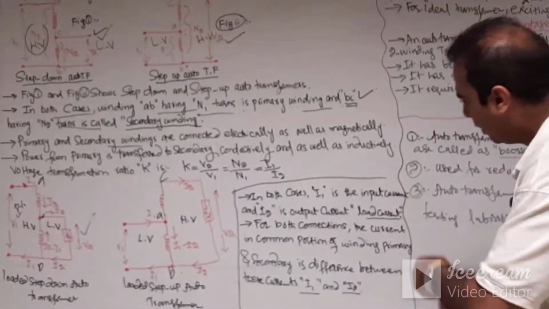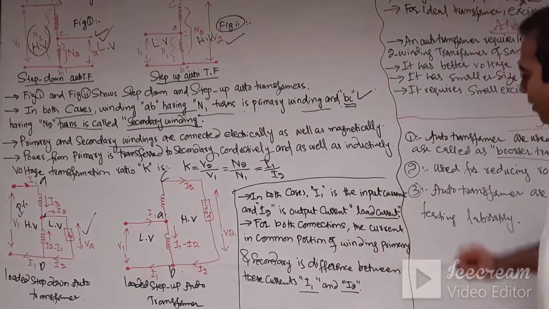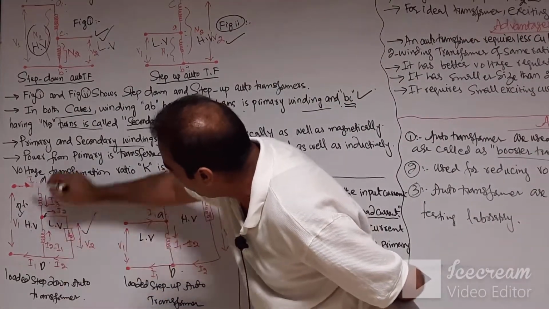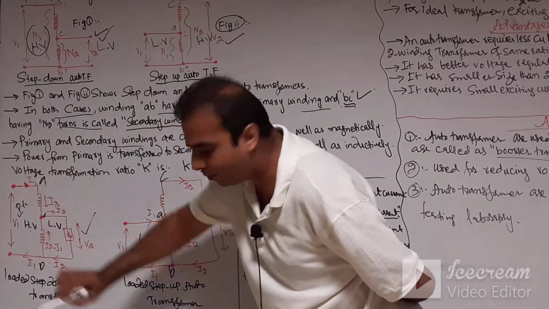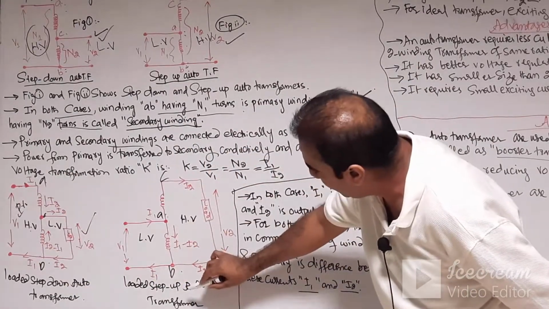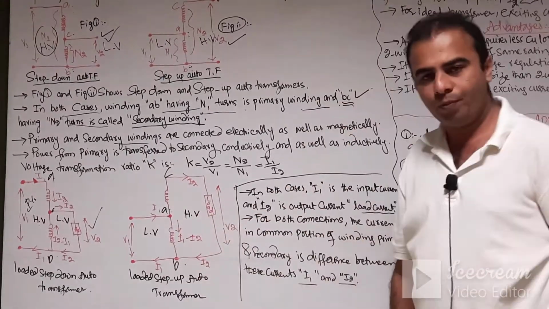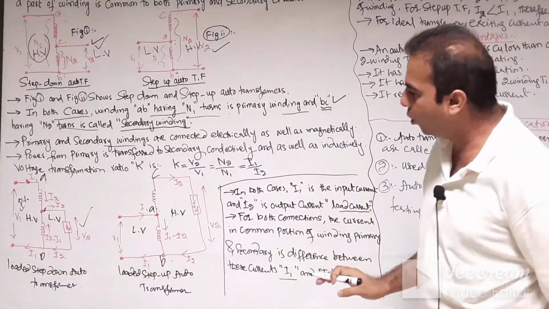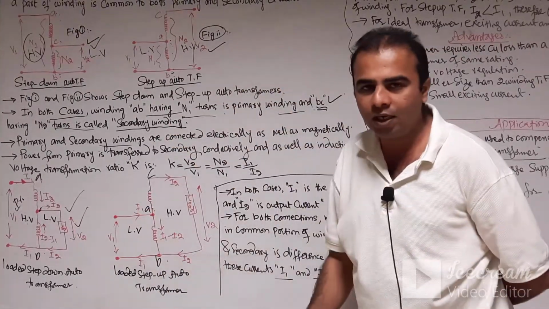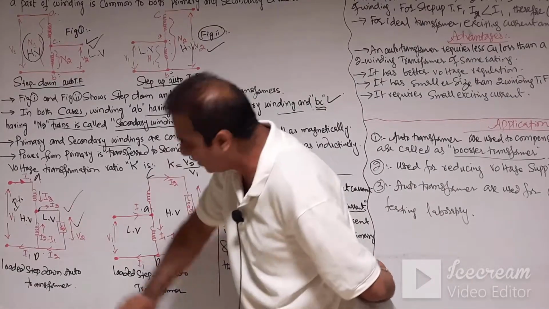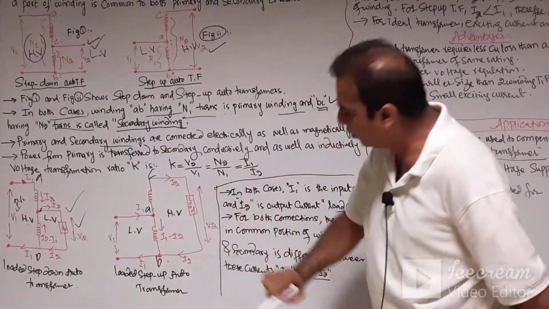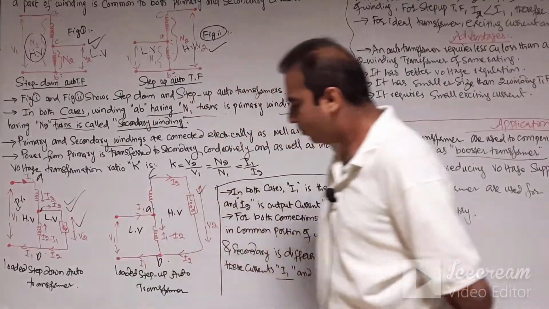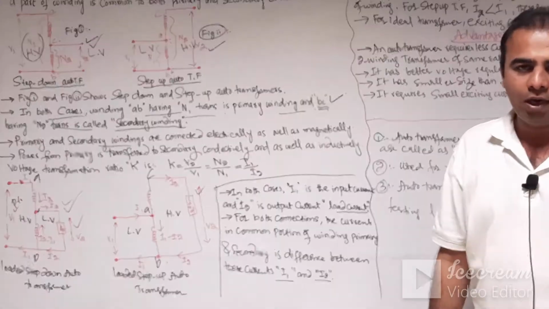Now, in both cases I1 is the input current, as you can see. In the step down transformer, I1 is the input current, and again in the step up transformer I1 is the input current. I2 is the output current or the load current in both cases. In the step down transformer, I2 is the secondary current, and again in the step up auto transformer I2 is the secondary current.